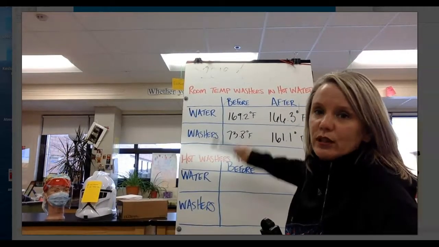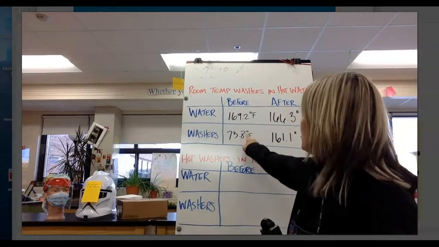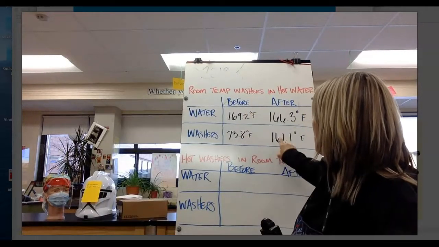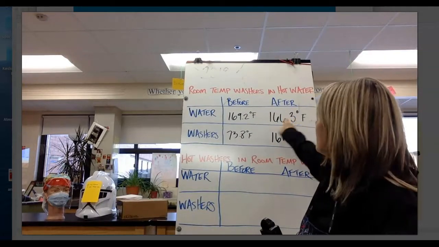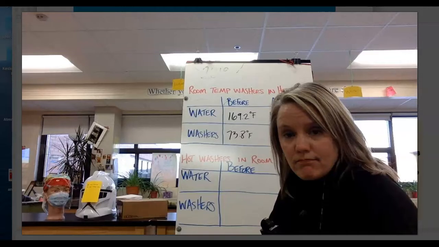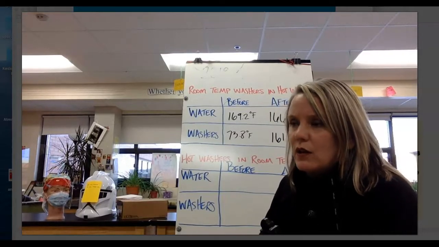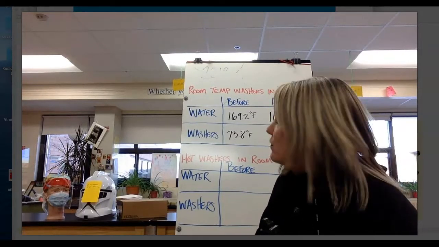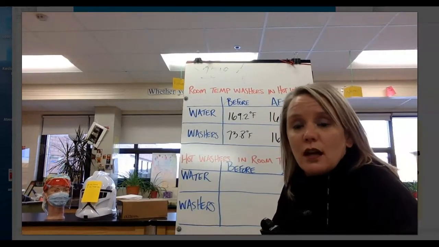Okay, so a couple things happened here. We started out with some really hot water. We had room temperature washers. We put these washers into the hot water and they heated up very quickly. Why did the water decrease in temperature? It's in an insulated cup, so it isn't because it was sitting out. It wasn't sitting out long enough for it to have decreased that much. The reason being is conduction.